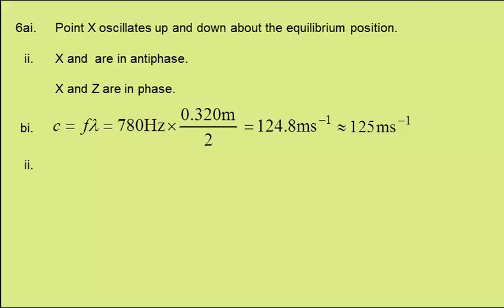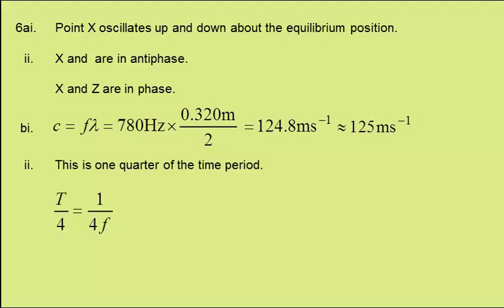In part 2 we need to find the time taken for the string at point Z to move from maximum back to 0. Well, this is 1/4 of a cycle, and the time period over 4 is equal to 1 over 4 times the frequency, as time period is 1 over frequency. Putting in the values, this comes out at 3.2 times 10 to the minus 4 seconds.